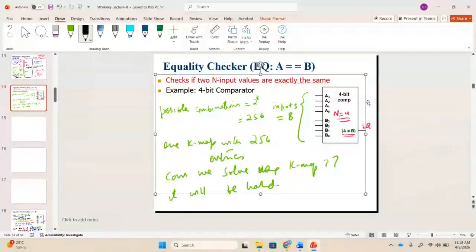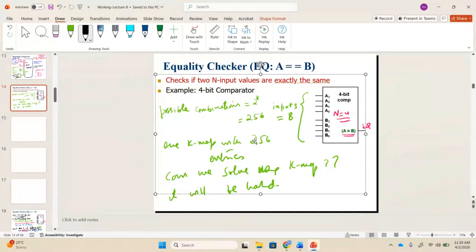In this particular example, what is n here? Please answer me very quickly. 4. Yes, n is now 4 bits. Since n is equal to 4 bits, if we want to draw the truth table, we need one K-map with 256 entries. Why? Because there will be 2 to the power 8, which is 256 possible combinations.